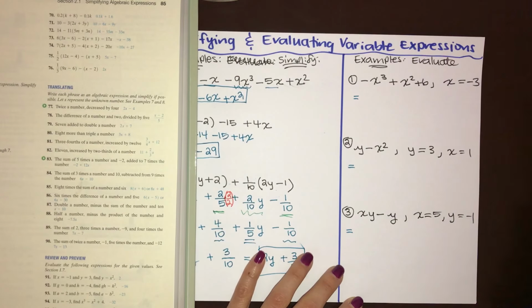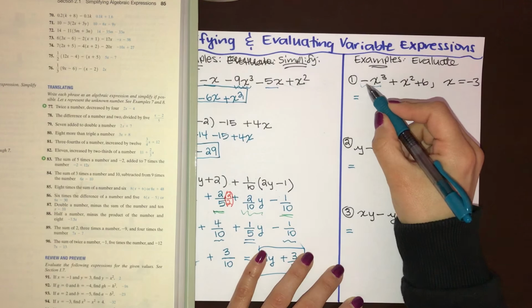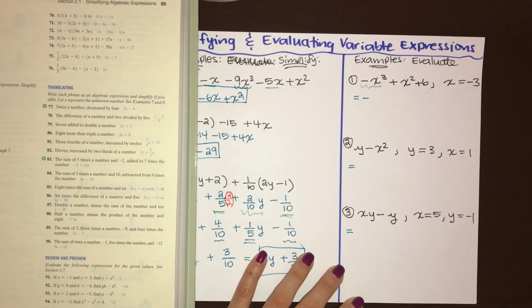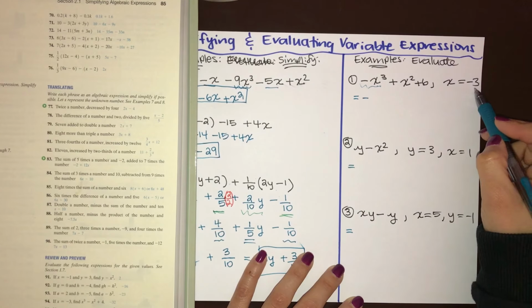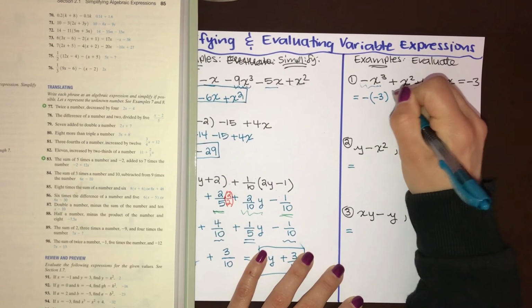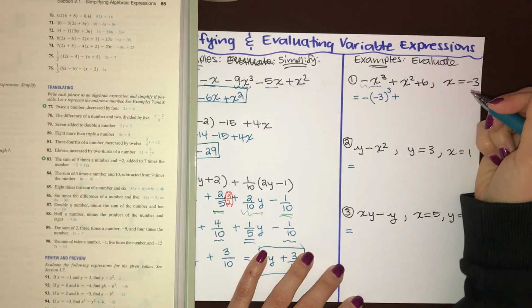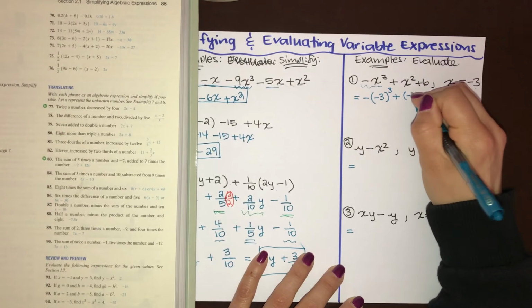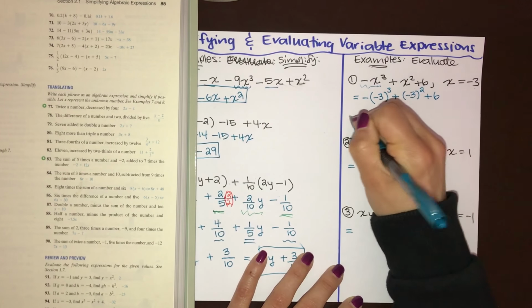So for this first part, we have to be careful right over here. That negative just comes down. We don't do anything with it. Then we have to replace this x with a -3. Use parentheses, and then the exponent goes on the outside. Plus, I do the same thing here. Use parentheses. Exponent on the outside. Plus 6.